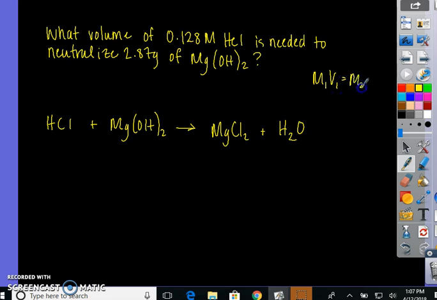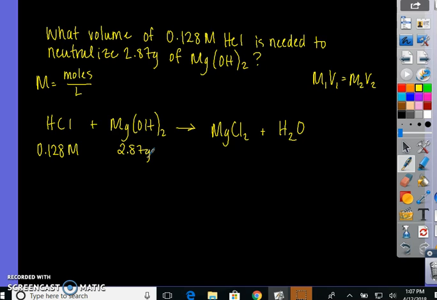And then I'm going to start filling in my information. They give me a 0.128 molar solution. And remember that when you see your big M, that is moles of solute divided by liters of solution. Just please don't forget that. Yesterday we made the connection to density, which was grams per liter, or grams per milliliter, or grams per cubic centimeter. Okay, and then I get 2.87 grams of magnesium hydroxide.